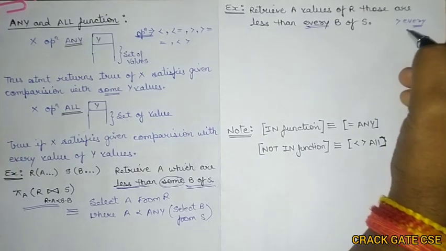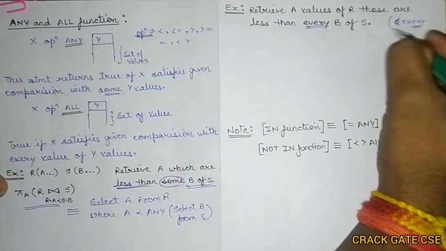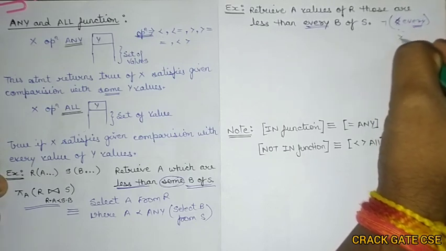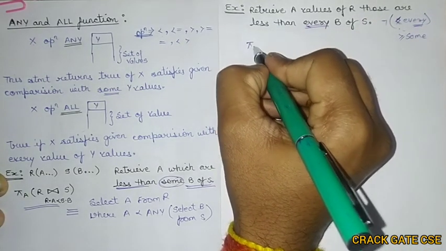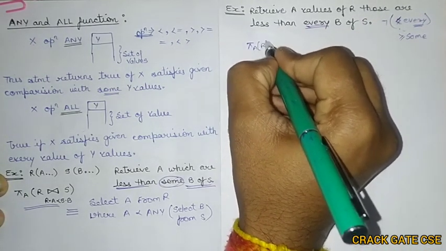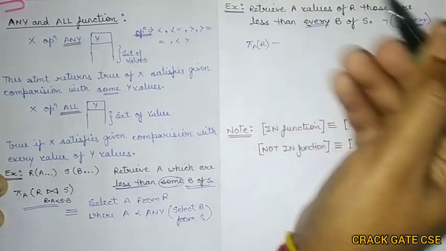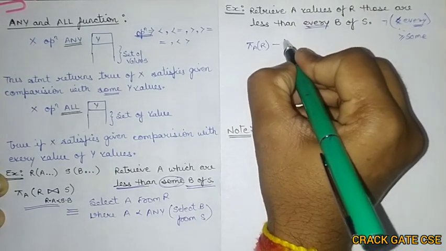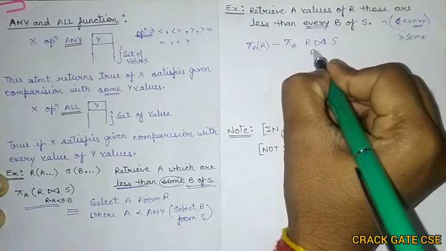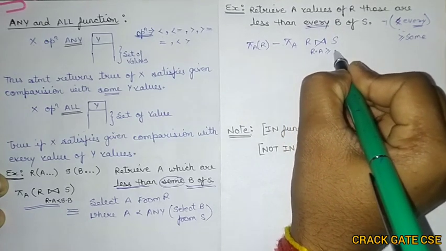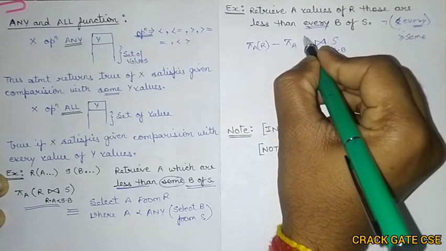I told you that if we are getting less than every, then I have to convert this less than every by complementing it, and it will give you greater than or equal to some. So in relational algebra, we can write it as project a of r, subtract some from all values, and we will be getting the every, like project a of r cross s, and the condition is that r.a has to be greater than or equal to s.b, right?